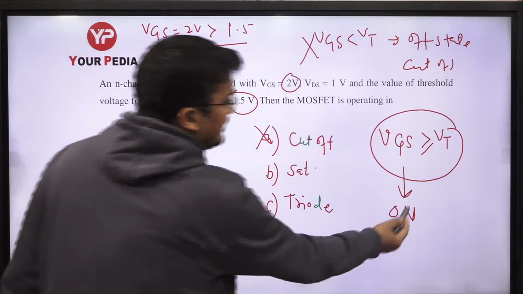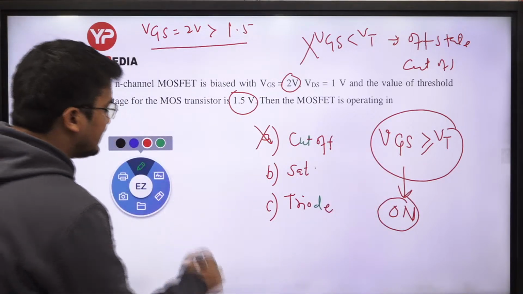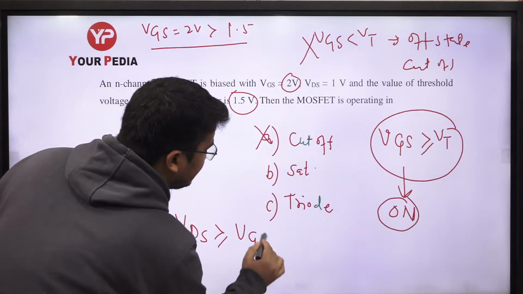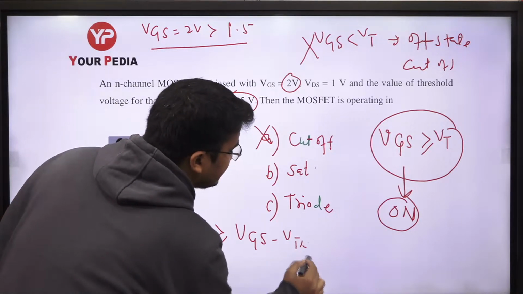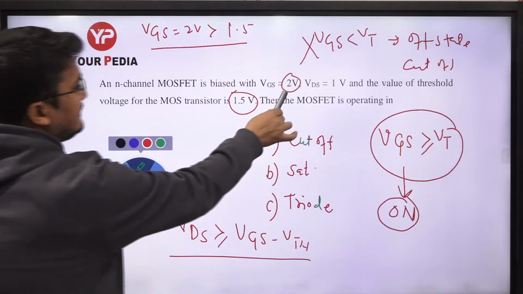And once it's sure that it's in the on state, it can be in the triode, it can be in the saturation, right? So how to check that? I have told you people, VDS must be greater than or equal to VGS minus VT. If this condition is satisfied, then it will be in the saturation. What is VGS? VGS is, I guess, 2.